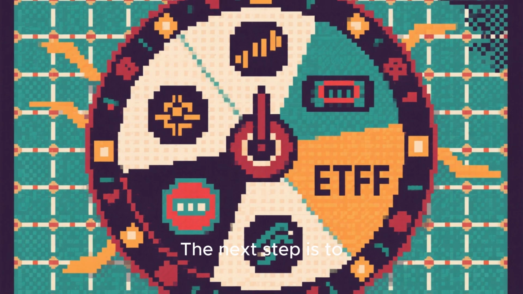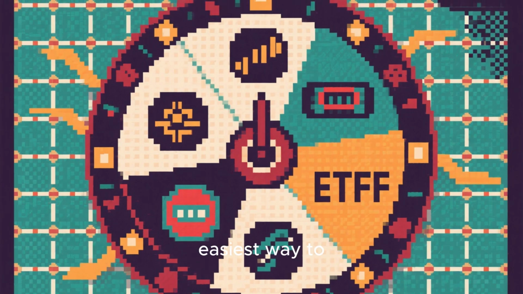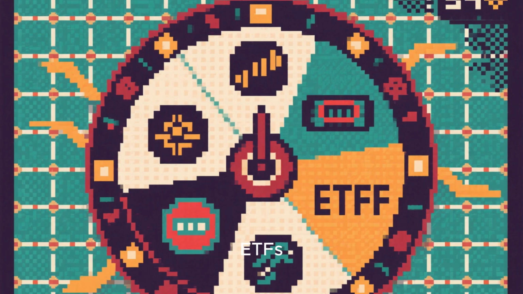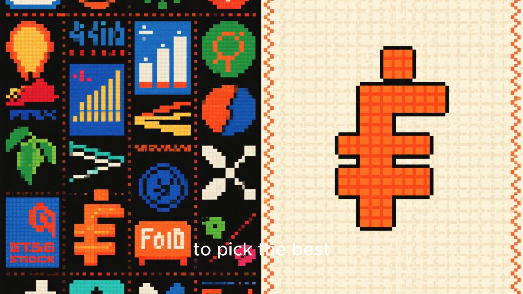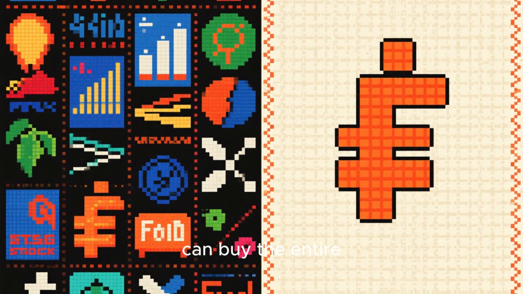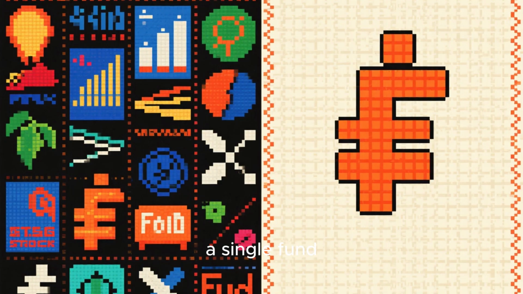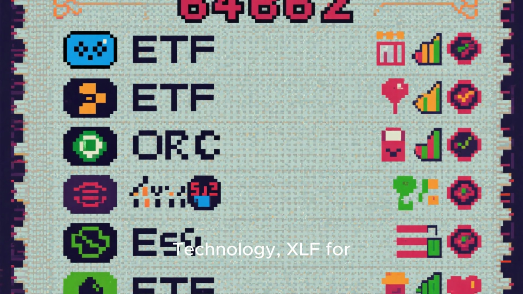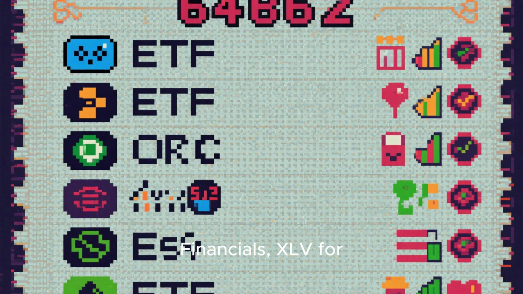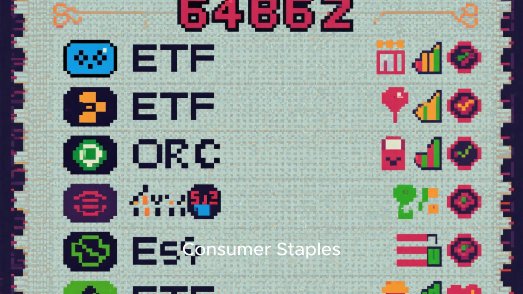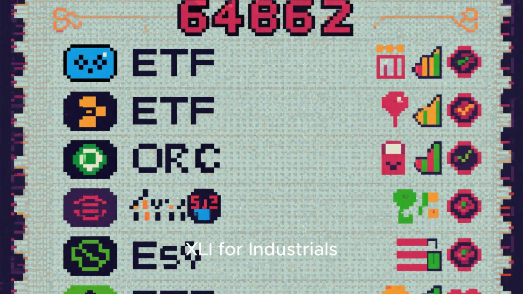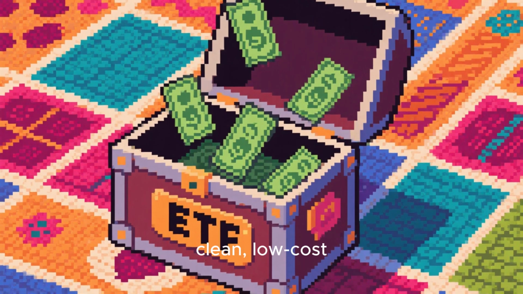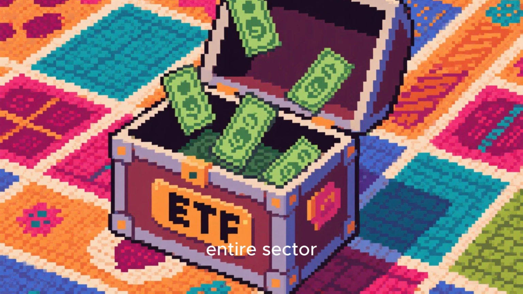The next step is to use the right vehicles, and the easiest way to implement a sector rotation strategy is through sector ETFs. Instead of trying to pick the best energy stock, you can buy the entire energy sector with a single fund. For example, there's XLK for technology, XLF for financials, XLV for healthcare, XLP for consumer staples, XLE for energy, and XLI for industrials. These ETFs give you clean, low-cost exposure to an entire sector.